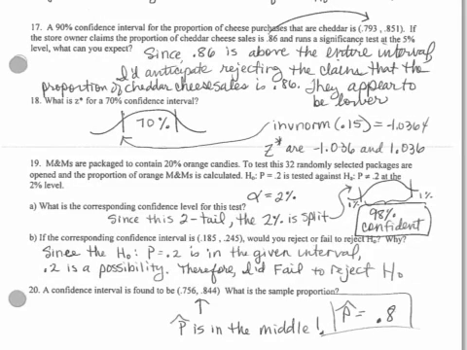So 17 through 20 is our next group of items to do. The 90% confidence interval for this proportion gives you this interval here. Okay? So we've got this going on. And if the store owner claims, so the claim is that the proportion of cheddar cheese sales is 86%, and he runs a significance test of alpha, what would you expect?